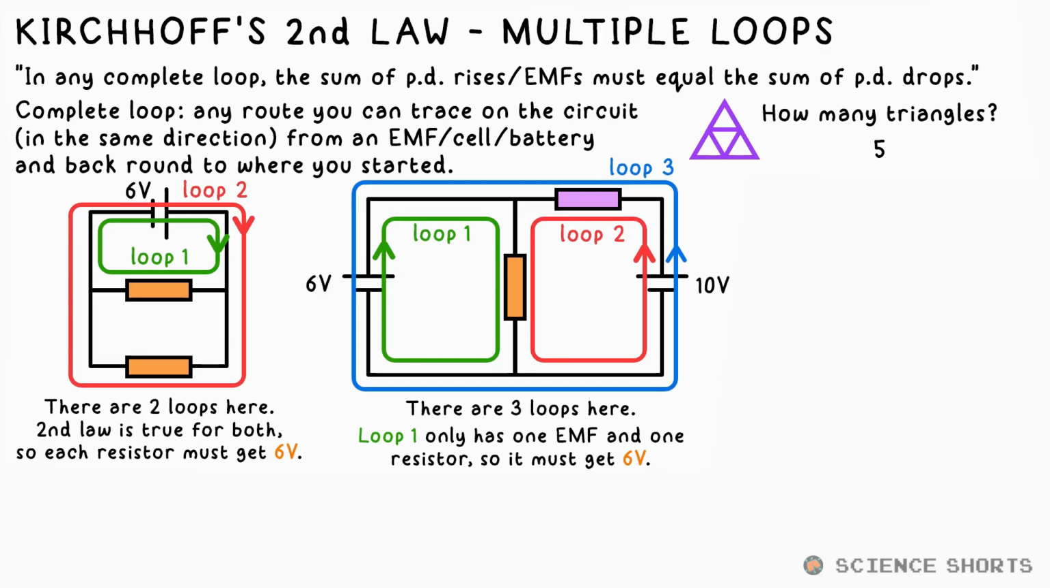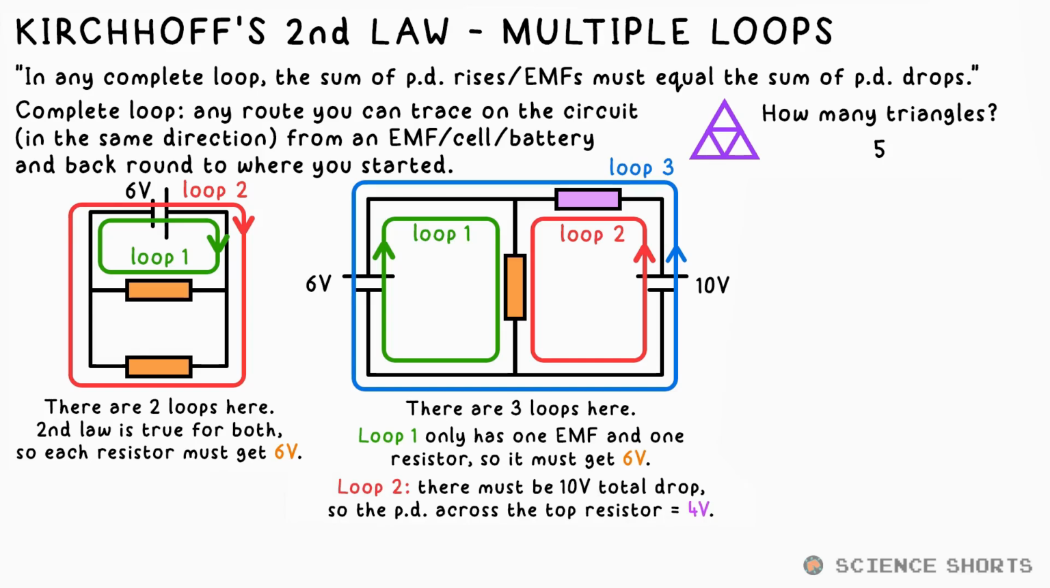Does that help us figure anything else out? Yes, look at loop 2. The EMF is 10 volts, and we know what the PD across one of the resistors is, so that means the PD across the other must be 4 volts. We've got everything now, but why not? Let's have a look at loop 3 as well. The batteries are opposing each other, so the total EMF in this loop is 10 minus 6, that's 4 volts. And there's only one resistor that can take up that PD, so look at that, it all checks out.